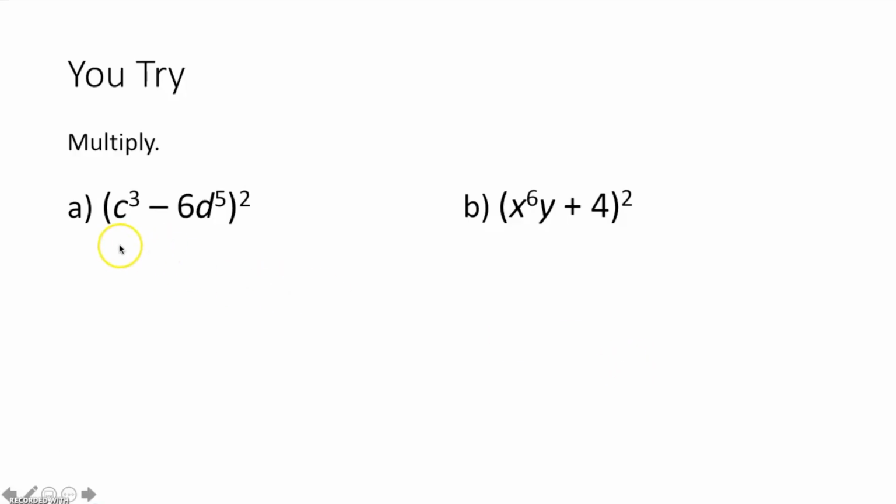Okay, finishing up, same thing. Here we have a binomial that's being squared. That's going to create a perfect square trinomial. So we use the minus formula, the difference formula here. That means our middle term is negative.